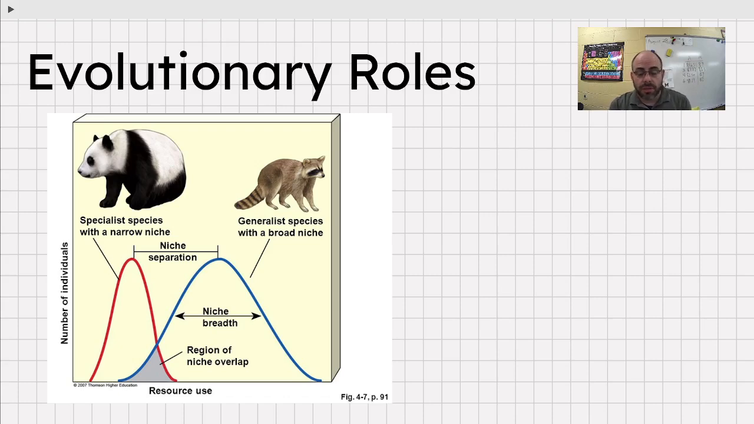Then you take the generalist, like the trash panda, the raccoon, right? Great comparison. They're actually closely related animals, I mean, kind of close, but you get the idea. Look at a phylogenetic tree, and you'll see what I'm talking about. A raccoon is very adaptable, right?